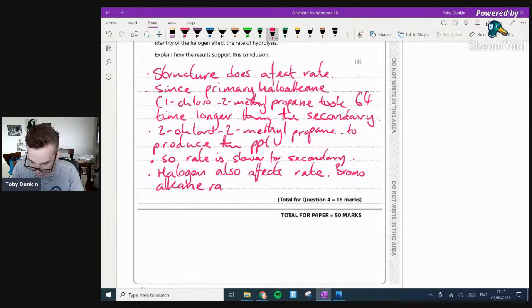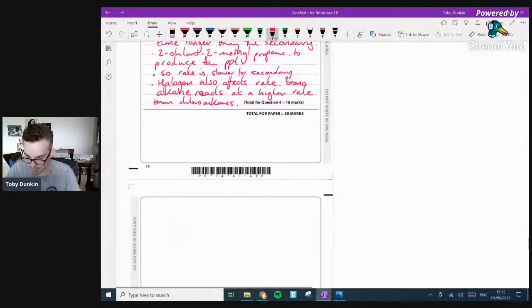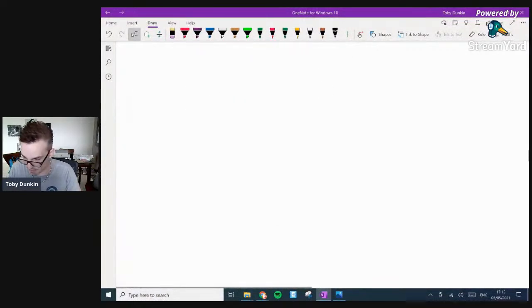Bromoalkane reacts at a higher rate than chloroalkanes. I'll leave it there. See how we get on. That'll be interesting to mark. Right, end of paper, 50 marks. Right, let's mark it, folks.